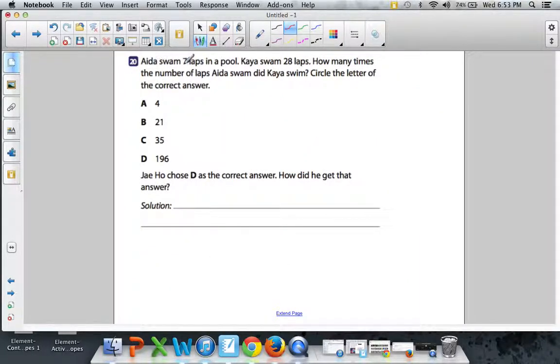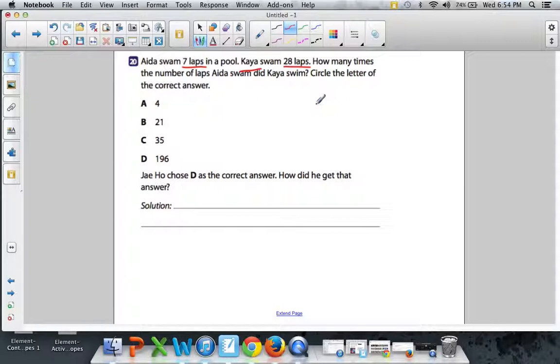Ada, I guess, swam 7 laps in a pool. Thank you for that info. Kaya, I think my family has a dog named Kaya, if I remember the name. Yeah, I think it is Kaya. Swam 28 laps. I don't live with those people. If you're wondering why I don't remember the dog's name, it's because I don't see it that often. How many times the number of laps Ada swam did Kaya swim?